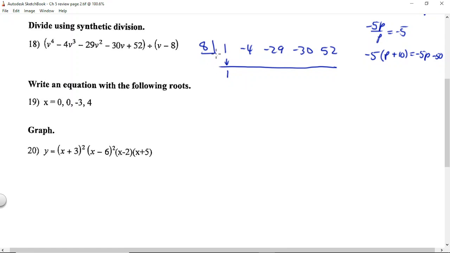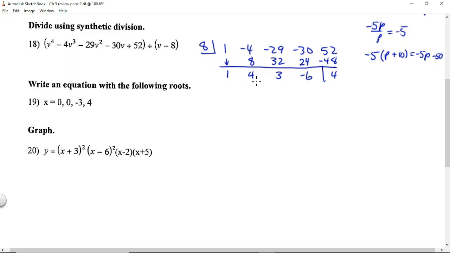So we take the 1 times 8. Every time we multiply, it'll be by the 8. 1 times 8 is 8. Add those numbers, it's 4. Take the 4 times 8, that's 32. Add those numbers, that's 3. Take 3 times 8, that's 24. We write it here. Add those, it's negative 6. Now take negative 6 times 8, it's negative 48. We write that here. We add and we get positive 4. And that's the remainder. We could put a little bar there like that.